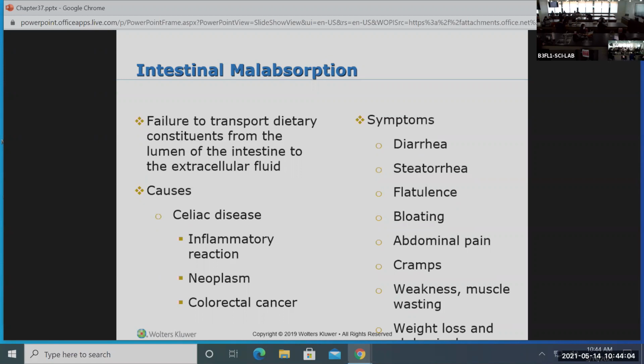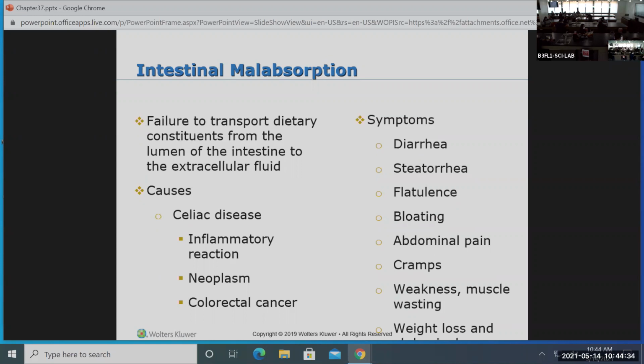The patient presents with these features. Sometimes they present with diarrhea. Please highlight steatorrhea. Steatorrhea. What is steatorrhea? Anybody? They present with diarrhea. They present with steatorrhea. No? Anybody?